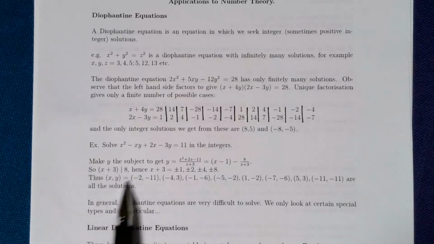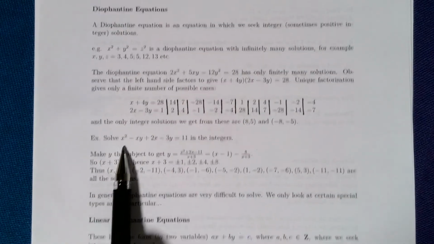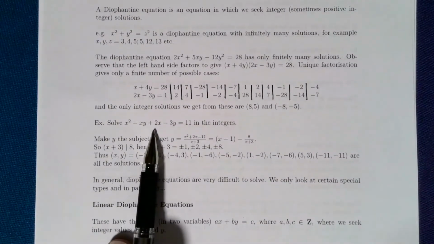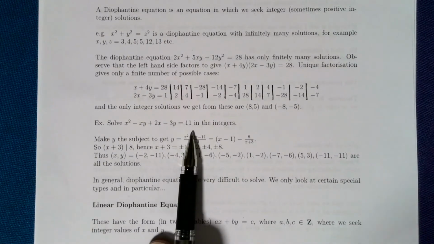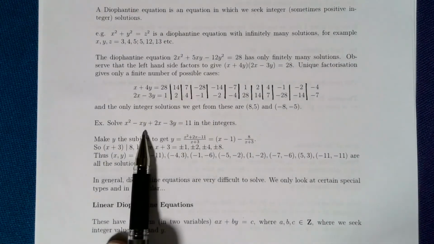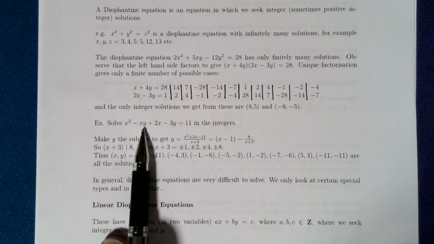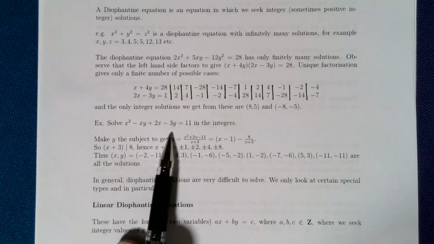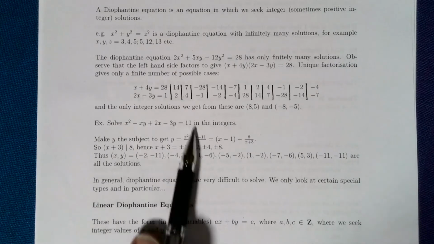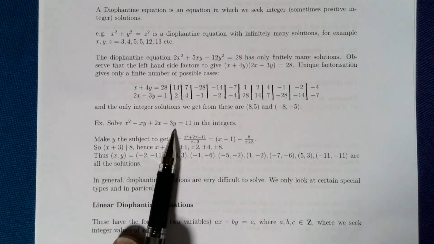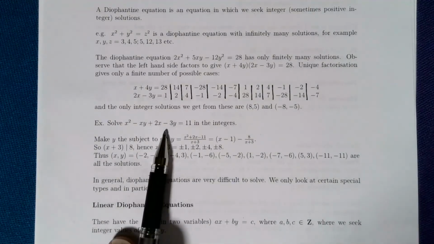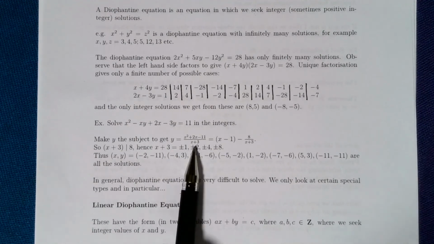This one here is slightly different. We've got x squared minus xy plus 2x minus 3y is 11. Here again, we're going to make y the subject. This doesn't factorise nicely. We've got a y, no y squared, so we can make y the subject, take all the terms with x's to the other side and factor out a y. We can then divide by x plus 3, and we end up with this formula for y.